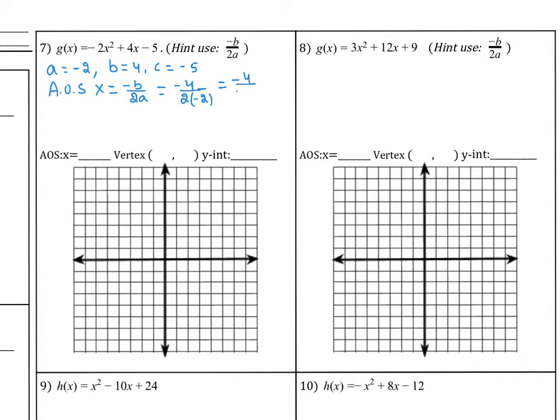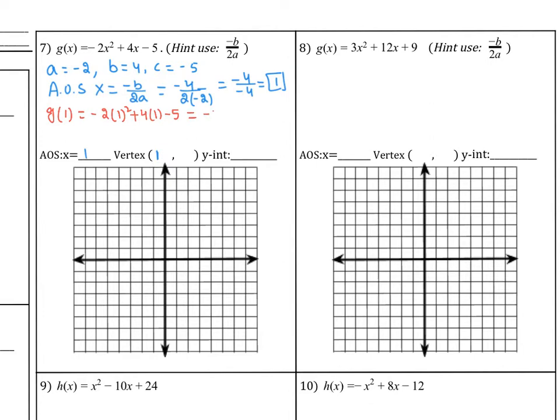that is negative 4 over negative 4, and it is 1. So axis of symmetry x equals 1. That is also the x coordinate of the vertex. Now you're going to use this x value and plug it into the x place in the original equation, and the original equation is g(x) equals, so g(1) equals negative 2 times 1 squared plus 4 times 1 minus 5.